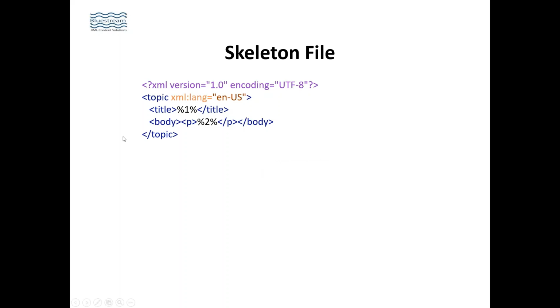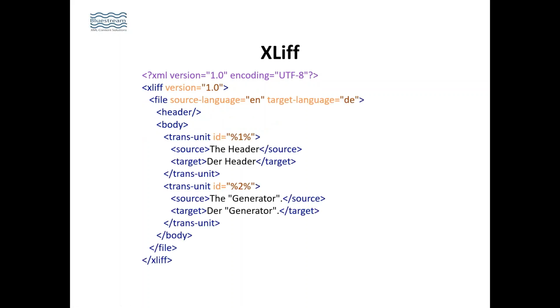Here's an example skeleton file. You can see there's no text here. There's just %1%, which means this is a placeholder for segment 1. In the body, you've got some paragraph as placeholder for segment 2. XLIFF files, you'll hear XLIFF mentioned. It is an interchange format for localization information. You may have nothing filled in down here. You can see that it references a skeleton file. In the past, people have actually passed XLIFF files out of the CCMS.